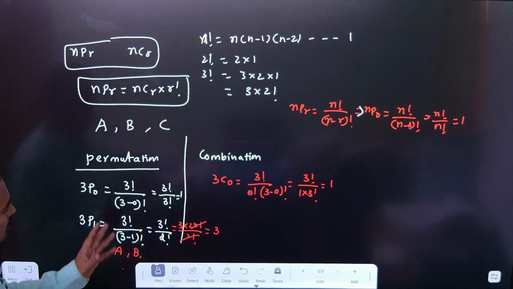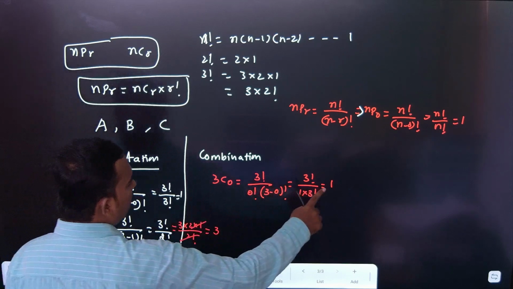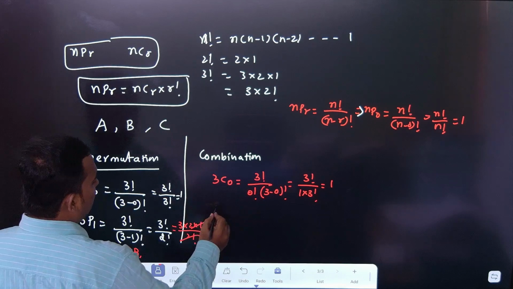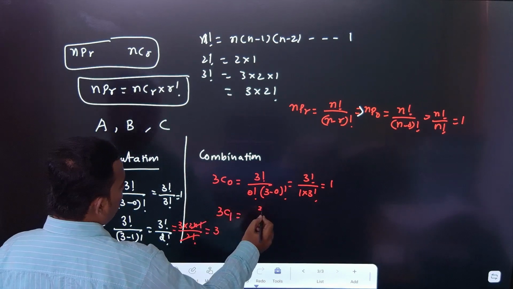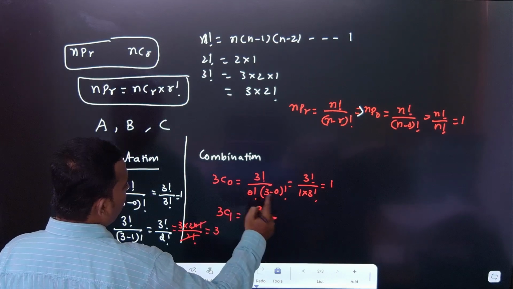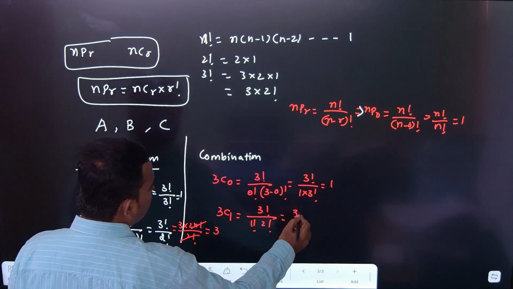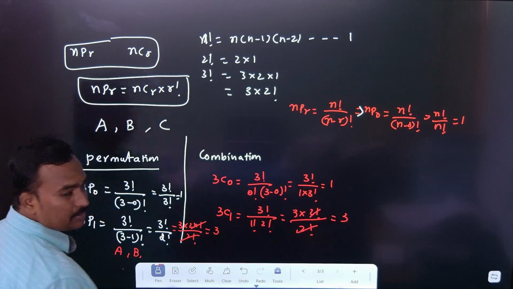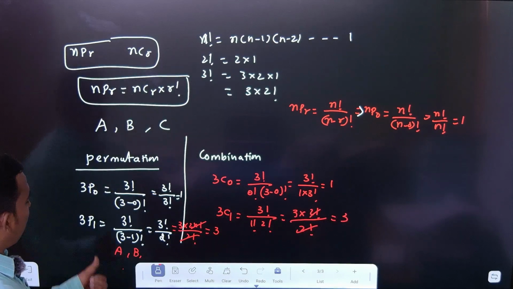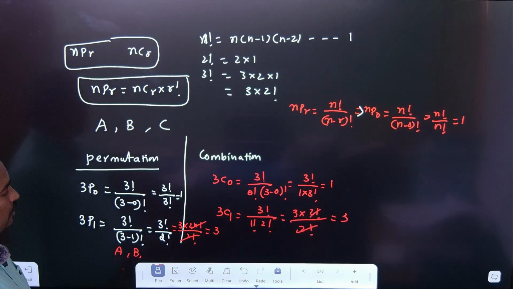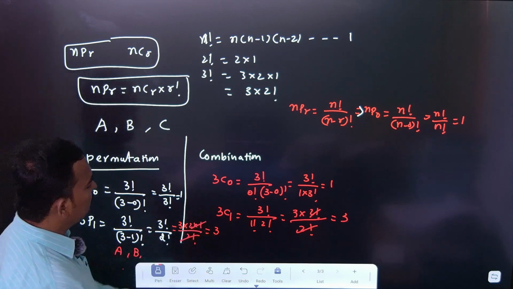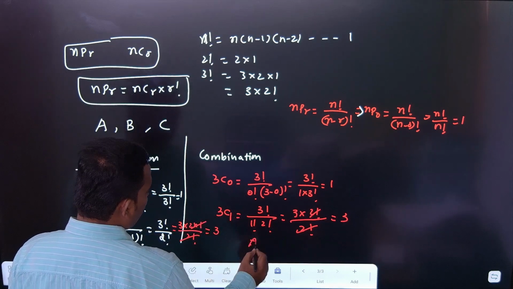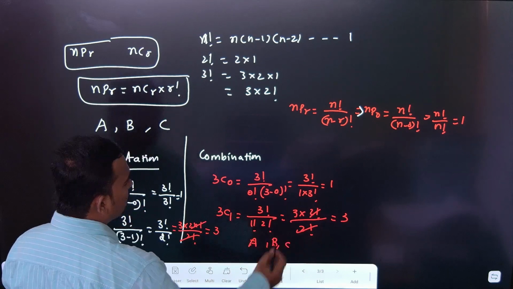Okay. Let's come to the discussion. 3C0 means only 1 possibility is there, that is not selecting anything. Let's take 3C1. 3 factorial divided by 1 factorial, 3 minus 1, 2 factorial. This is 3 into 2 factorial, and this 2 factorial is cancelled. This is also 3 possibilities, right? If you select 1 and arrange it also, it's 3 possibilities only. If you're just selecting, that is also 3 possibilities. What are they? A, B and C.